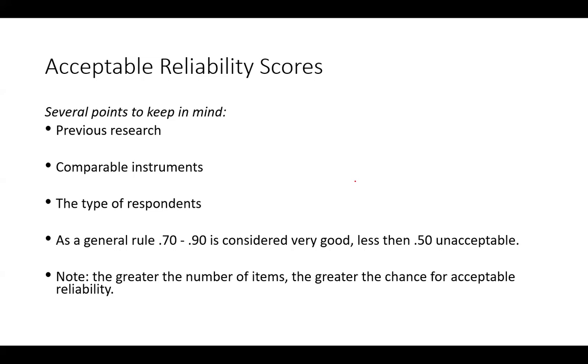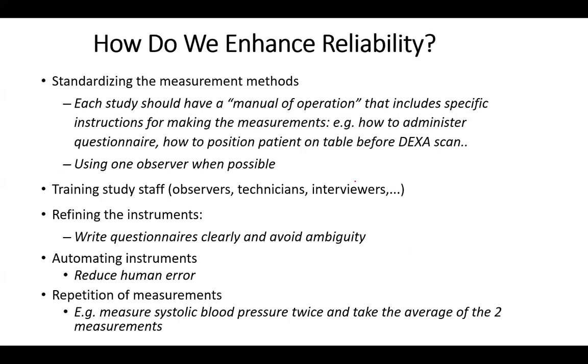And a general rule in reliability that you need to always keep in mind is that as you increase the number of items or indicators, your reliability improves. So more indicators, more items, better reliability, or the greater chance for acceptable reliability. So the larger the number of items making up a scale, the greater the chance for acceptable reliability.